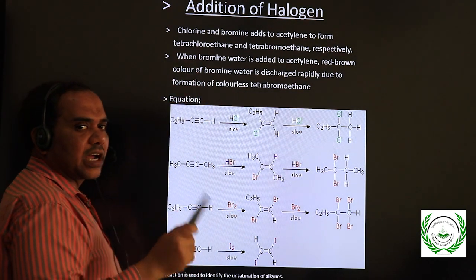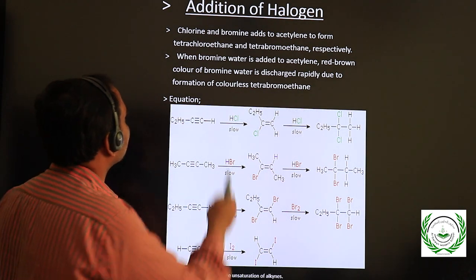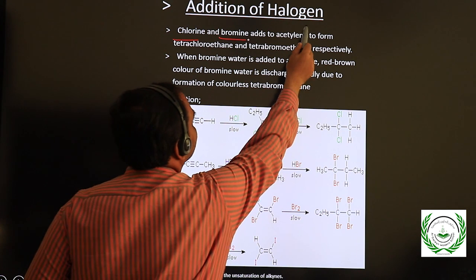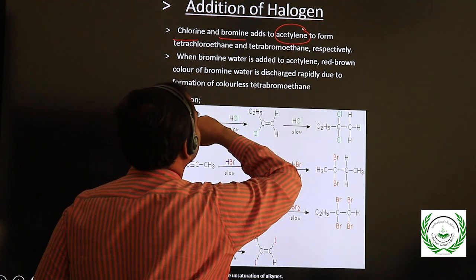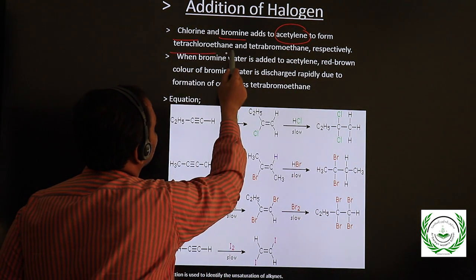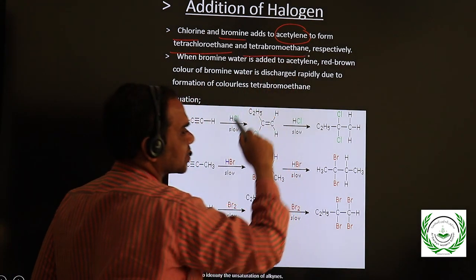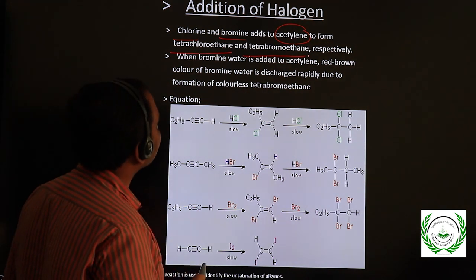Fluorine, chlorine, bromine, iodine, acetylene, those are halogens. Now chlorine, here we are going to take chlorine and bromine. When they add up to acetylene, they form tetrachloroethane if we consider chlorine, tetrabromoethane if we consider bromine.